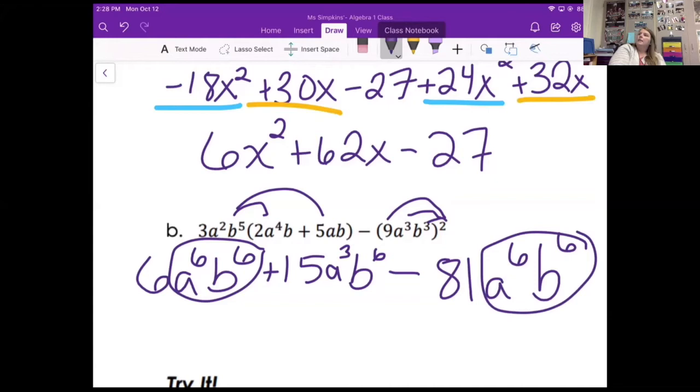How did I get 6 on which one? These two? Because when you're raising an exponent to an exponent, you multiply those together. Yeah, so it's 3 times 2 and 3 times 2. Okay. So 6 minus 81. Negative 75. And you do not do anything with the variables or exponents. A to the 6th, b to the 6th.